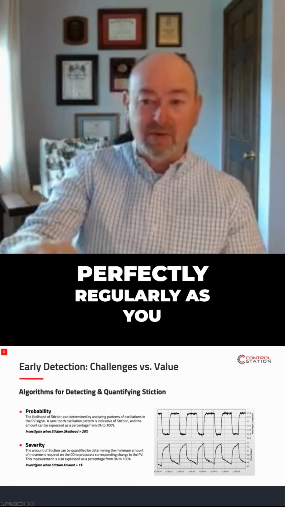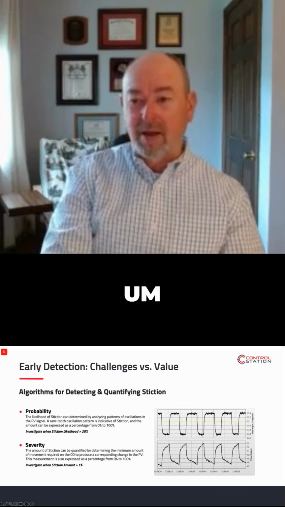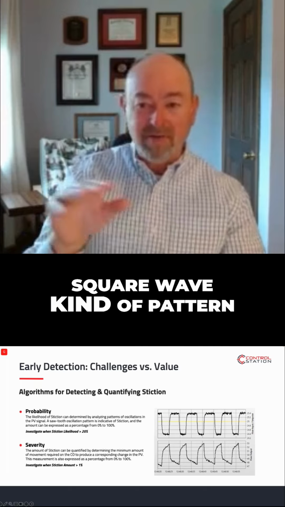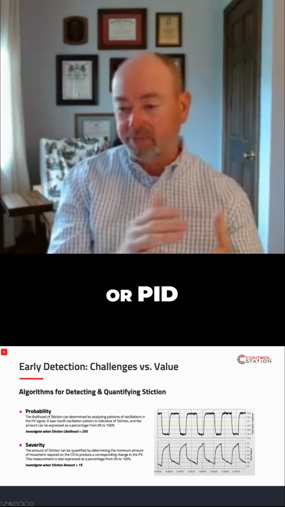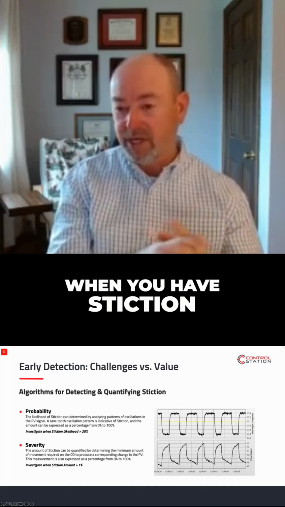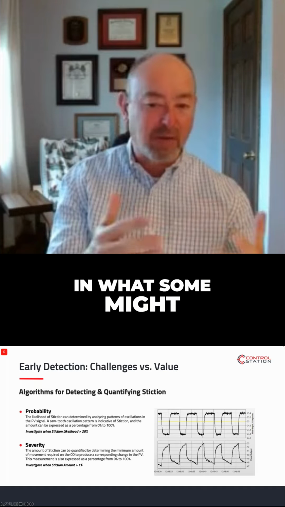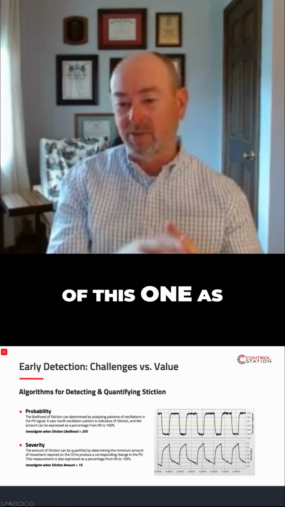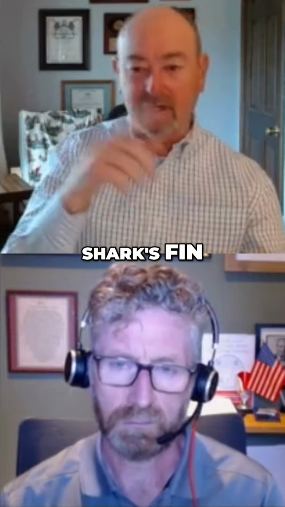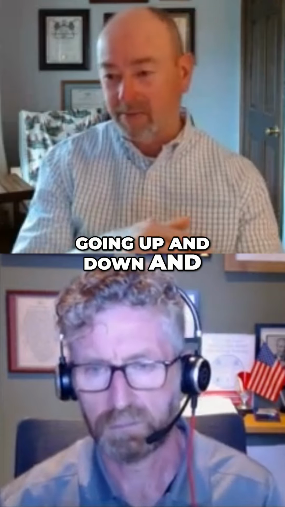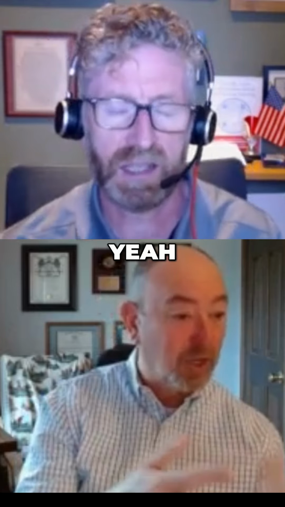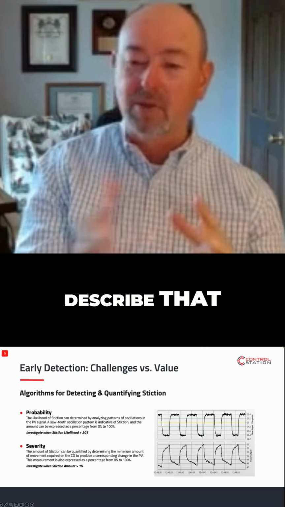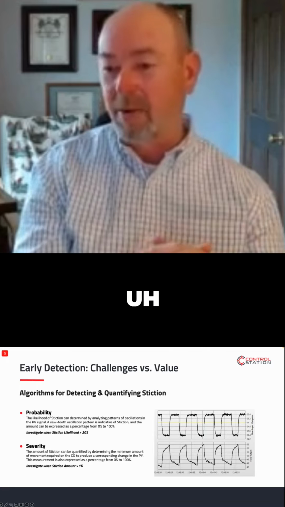Maybe not quite as perfectly regularly as you see this one here, but in that same square wave kind of pattern. And on the bottom, you see what the controller output looks like in a typical PI or PID loop. When you have stiction, the controller output moves in what some might call a triangular wave. I tend to think of this one as like a shark fin. It looks like the shark's fin, a wave going up and down and back and forth. And sawtooth is another way people describe that. Square wave, sawtooth, square wave, shark fin kind of pattern.